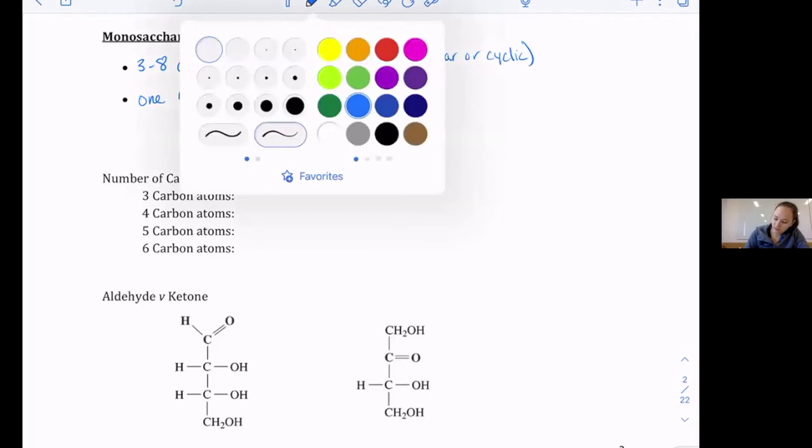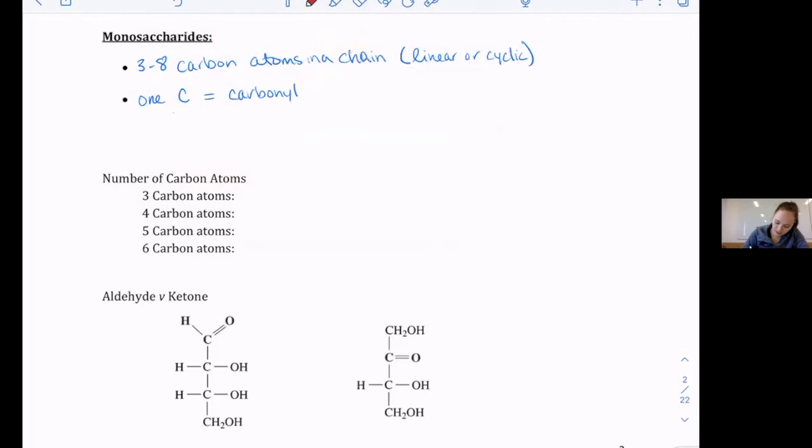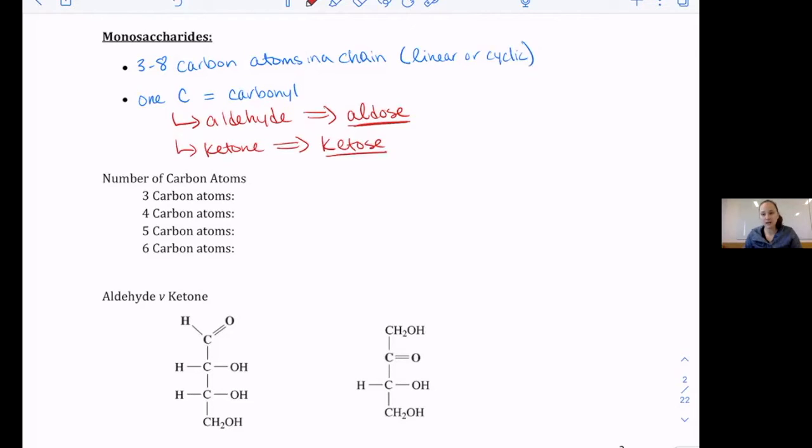So we have 2 different kinds of carbonyl groups that we could have. If it's an aldehyde, then it's classified as an aldose. Or if we have a ketone, the sugar is then classified as a ketose. Those are the 2 major forms of sugars that we have, aldoses and ketoses.